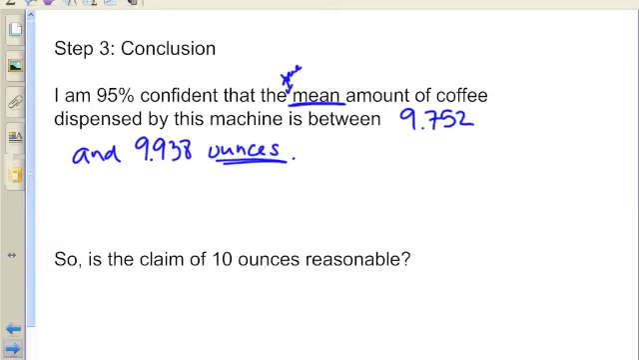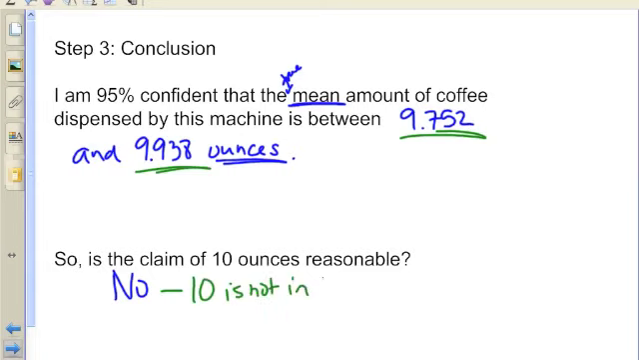That's my interval. So the question is the claim of 10 ounces reasonable? Well, no. As a matter of fact, I'm 95% confident that on average, this machine fills up between 9.7 ounces and 9.9 ounces. 10 is not in the interval. I don't know. I'm thinking maybe I should call up this coffee company, complain that I want my money back because they're underfilling my coffee. On average, it looks like the highest it's going to go is 9.9.